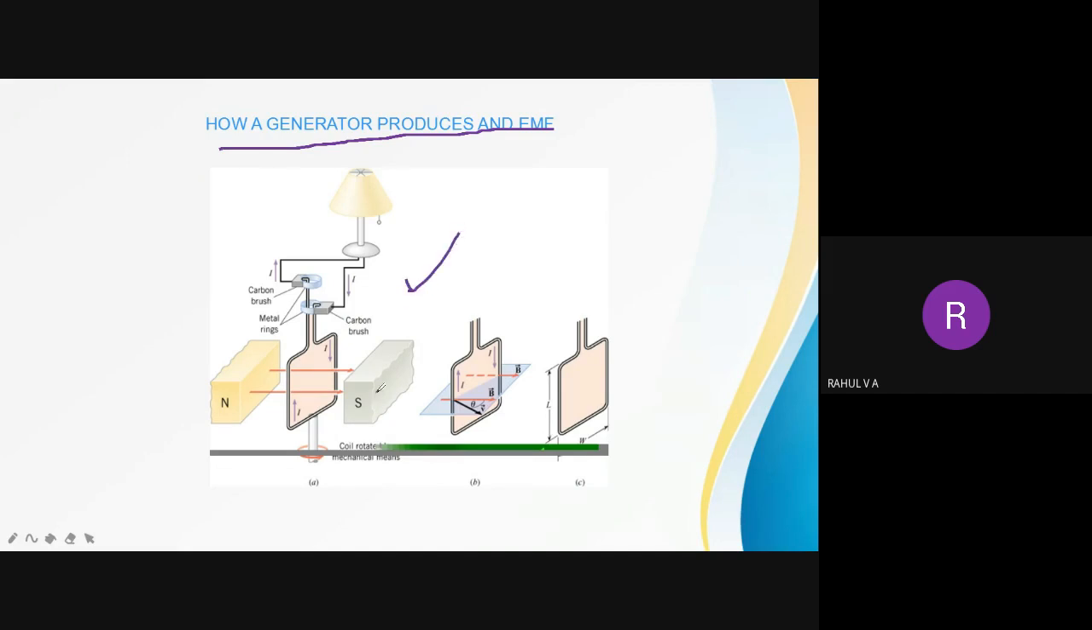And there is one more, this is actually a generator. You can see the permanent magnet, north pole is there, south pole is there, and in between I have placed a conductor. So this conductor will be rotating. Whenever it is rotating, there will be a change in flux linkage, and because of that, EMF will be produced. So that we will discuss later. Okay, what is the working of a generator, because we have to cover that topic later.